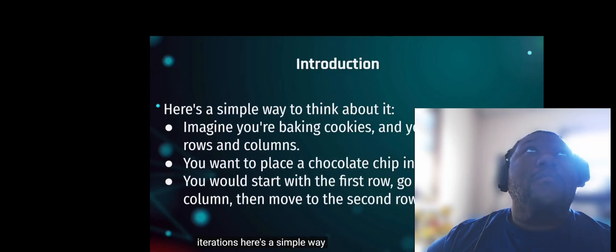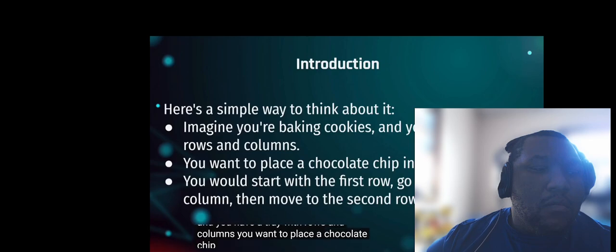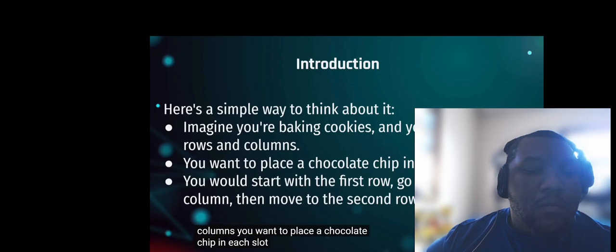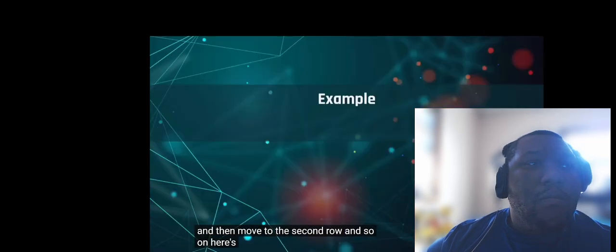Here's a simple way to think about it. Imagine you're baking cookies and you have a tray with rows and columns. You want to place a chocolate chip in each slot. You will start with the first row and go through each column and then move to the second row and so on. Here's an example.